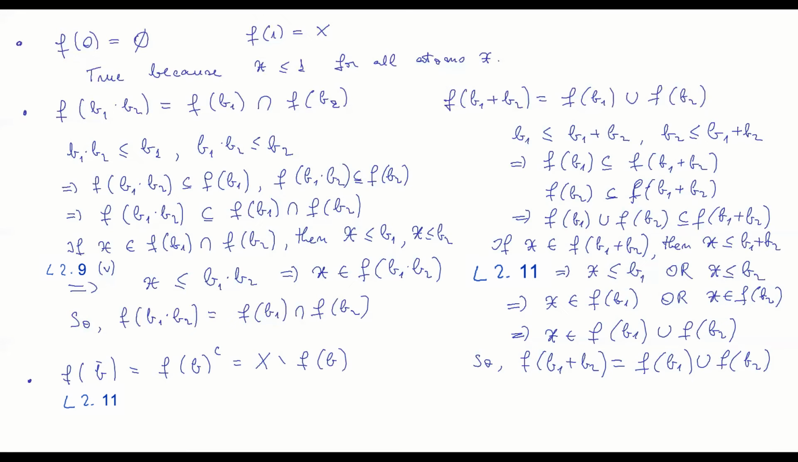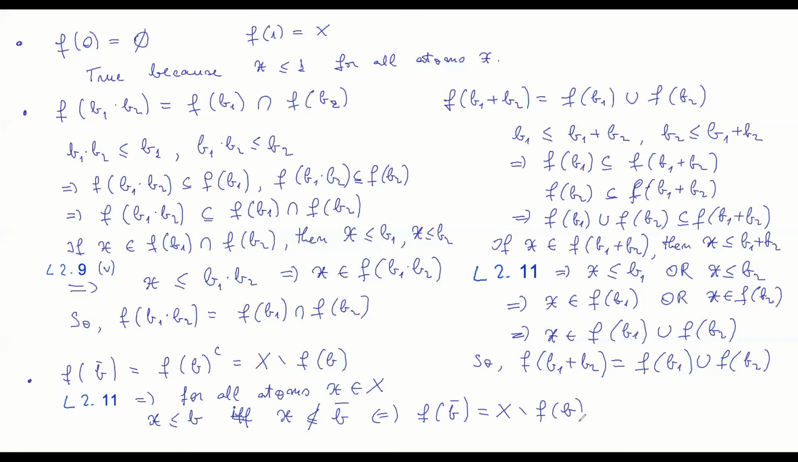And the point is that by lemma 2.18, we have that for all atoms x in X, we have x smaller than or equal to b if and only if x is not smaller than or equal to b bar. So this can be exactly reformulated to get that f of b bar is X minus f of b, which is exactly the claim that we wanted to establish. So with all these arguments, we get our result proved.